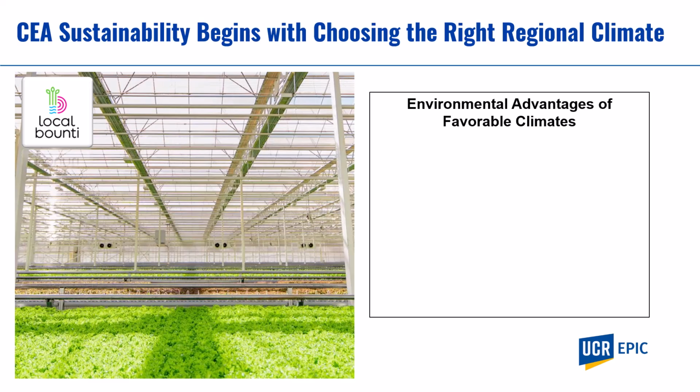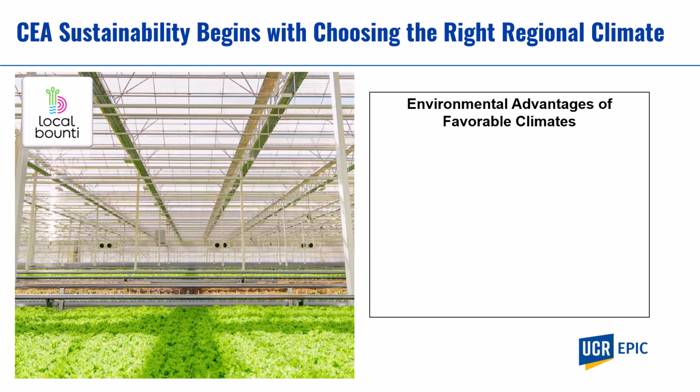Sustainability. Everyone in agriculture believes in conserving resources and being efficient. And that's really what sustainability is about. It's about being very efficient with your resources. So CEA sustainability, in my mind, begins with choosing the right regional climate.